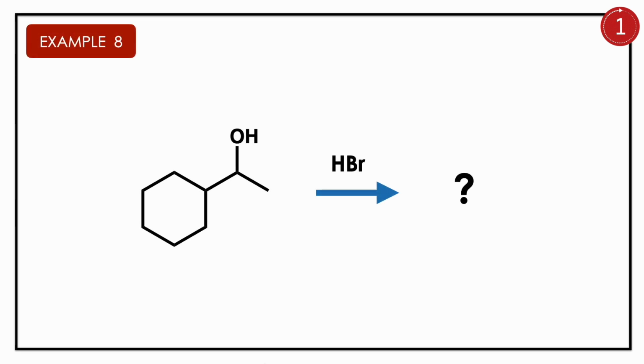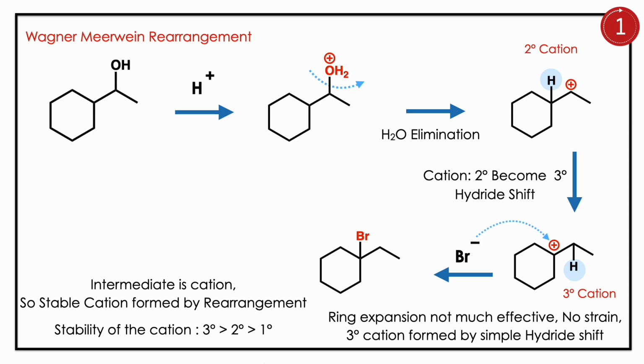Then the next example: you have cyclohexane with a side chain containing an alcohol and a methyl group, reacting with HBr. You should find the final product. Here is a typical Wagner-Meerwein rearrangement condition. First step, it attacks the OH, you have H2O formation, which leaves, and you have cation formation, which is a secondary cation. Simply, OH will be a leaving group in acidic condition and forms a cation. Here a secondary cation forms.